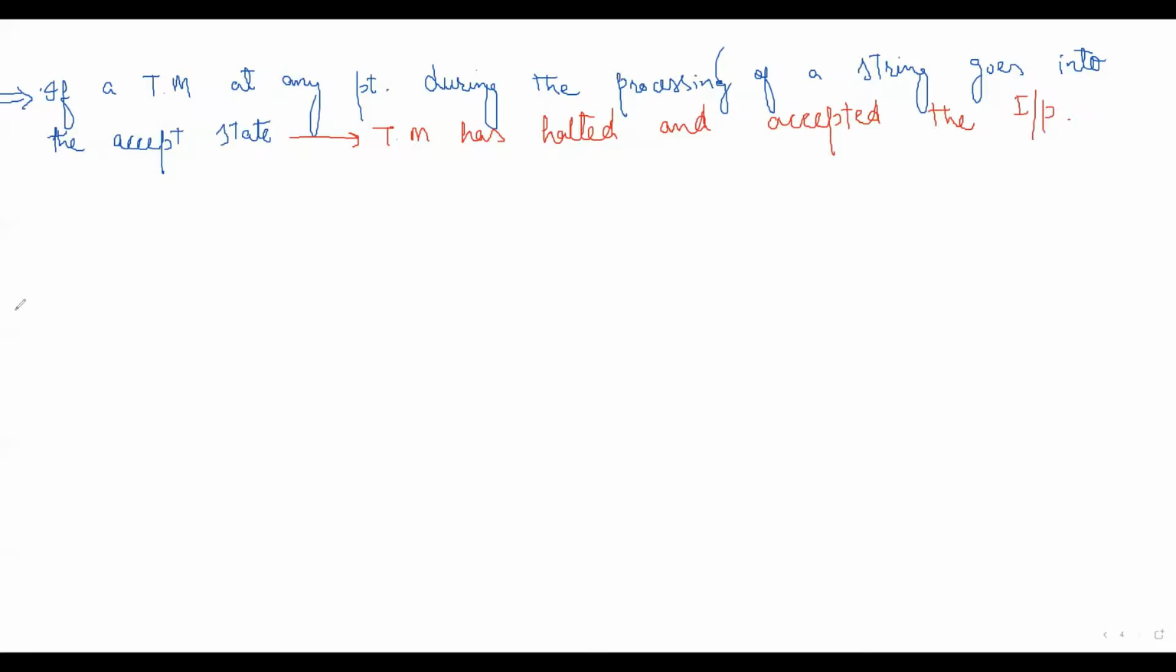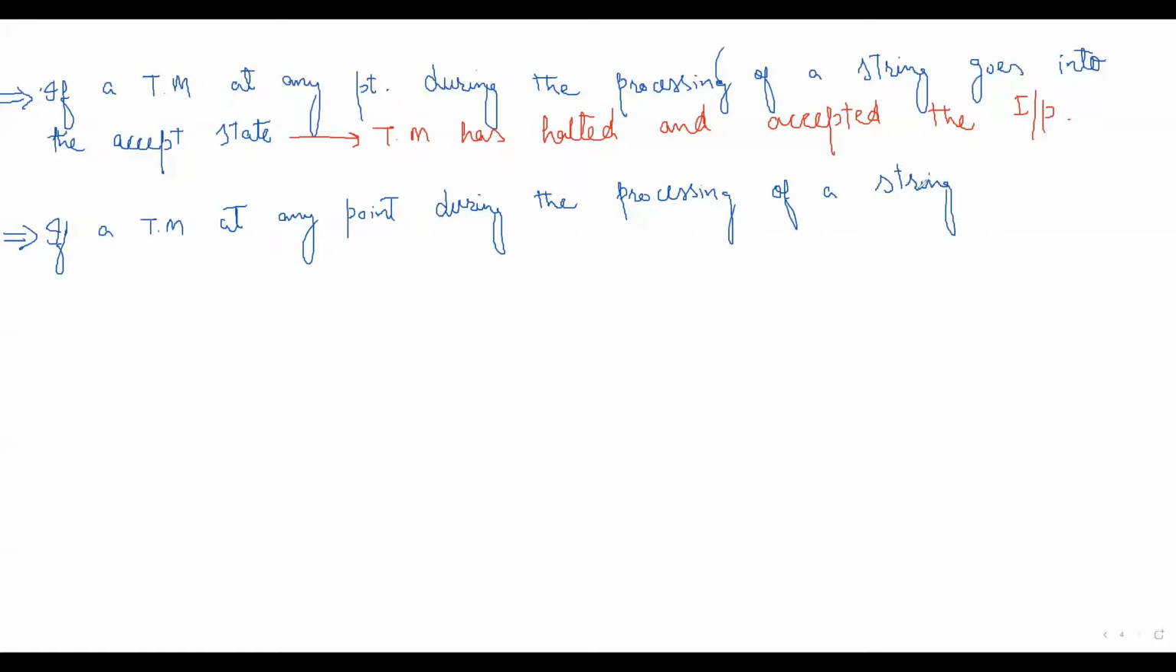Likewise, if a Turing machine at any point during the processing of a string, or we can say the input, goes into the reject state, then we will imply that the Turing machine has halted and rejected the input.